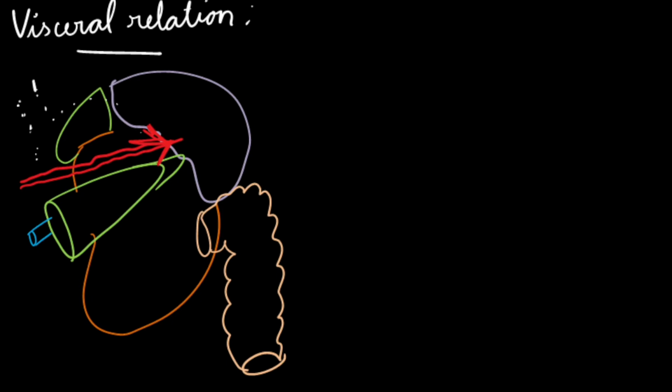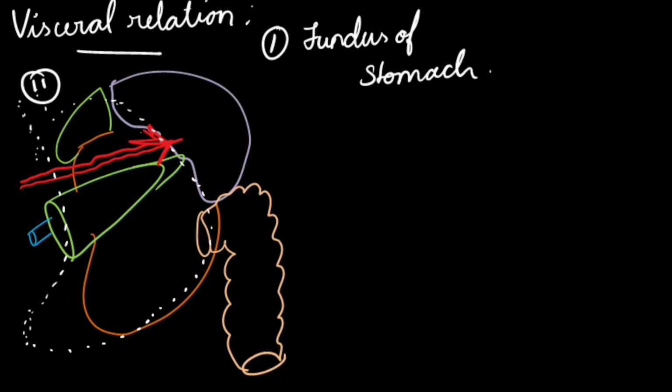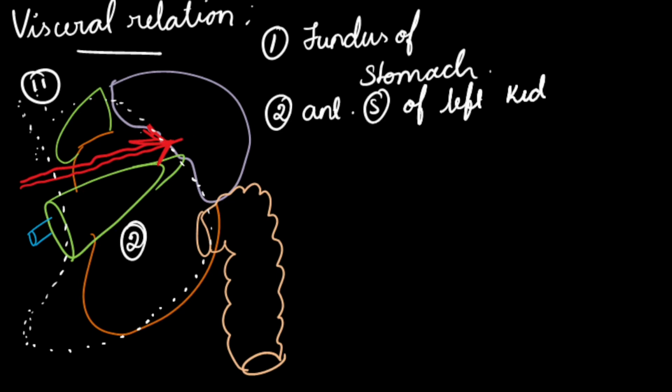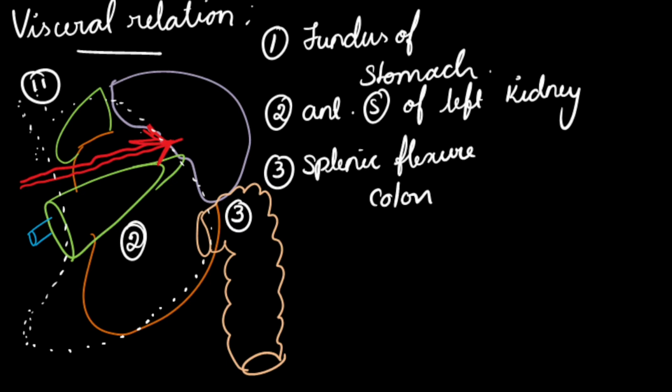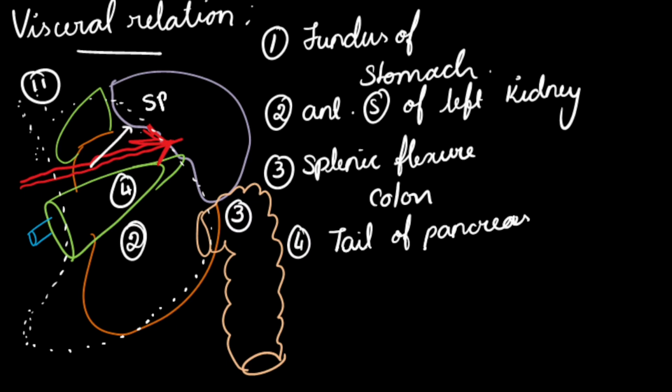So regarding the visceral relation, we all know that the stomach is related to spleen in this aspect. So the first part which is related to the spleen is fundus of stomach. So here is the number 1. And then anterior surface of left kidney, this is left kidney. Then here comes the splenic flexure of colon. And here is the tail of pancreas. And this one is splenic artery which is attached to the hilum of spleen, and here comes the splenic vein. So this is all regarding the visceral surface relations.